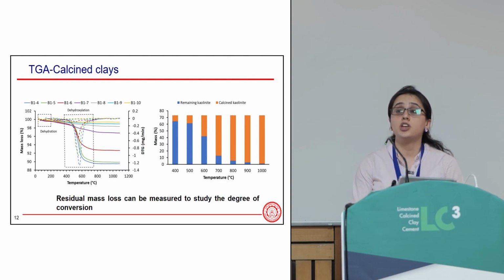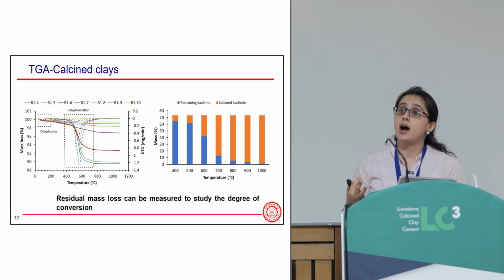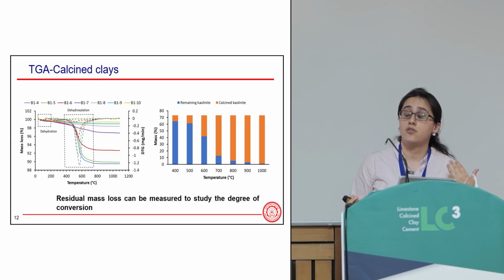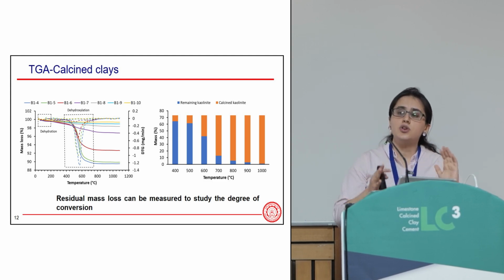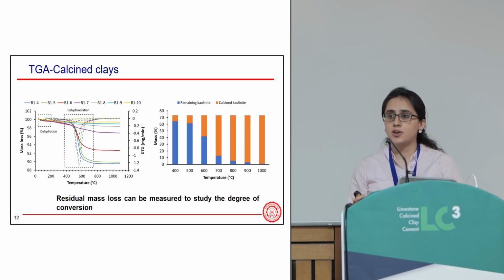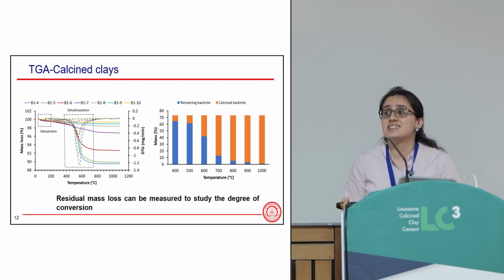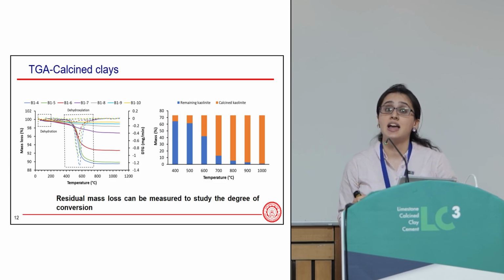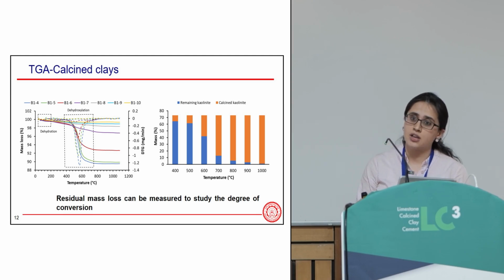How we can do that is we can perform a TGA experiment even on a calcined clay sample to determine the amount of residual mass loss. For the clays, let us assume if we get a mass loss around 4% or 5%, it means those clays are under-calcined and there is raw kaolinite present in the sample. This is because we know that when kaolinite transforms into metakaolin, it is associated with mass loss, and if we see a high amount of mass loss in a calcined clay sample, it means there is a significant amount of raw kaolinite present, and we have calcined the clay at a lower temperature than what was required to achieve the highest reactivity.